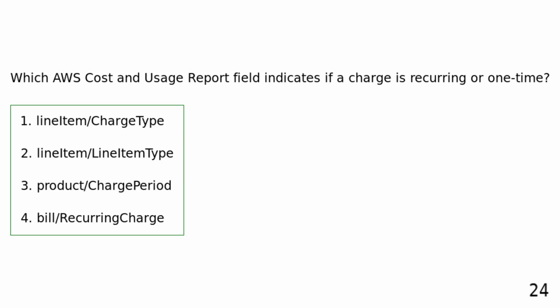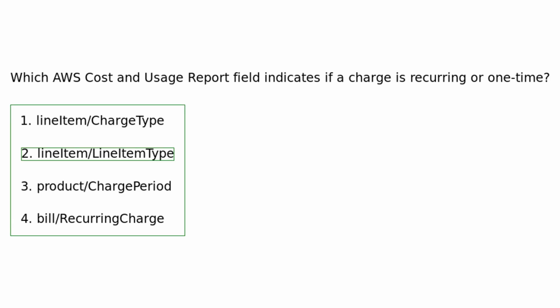Which AWS cost and usage report field indicates if a charge is recurring or one-time? Line item/charge type. Line item/line item type. Product/charge period. Bill/recurring charge. The line item/line item type field can show if a charge is a recurring fee or a one-time fee, helping to distinguish between types of charges.